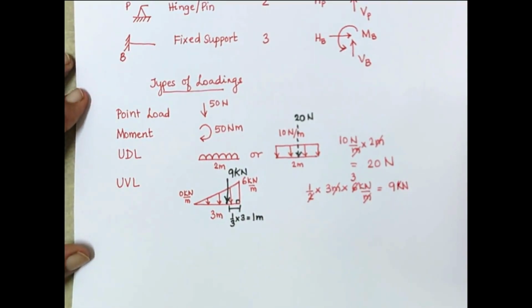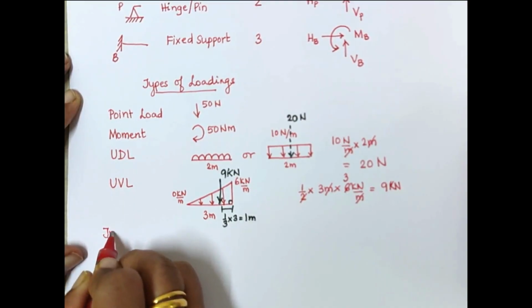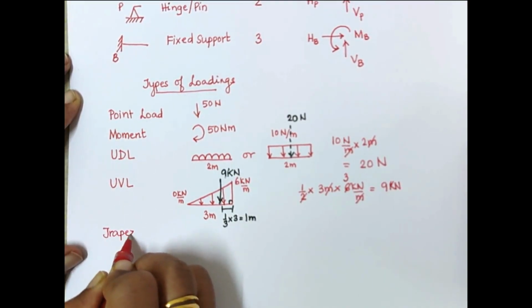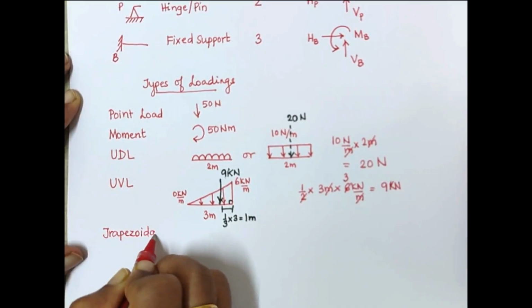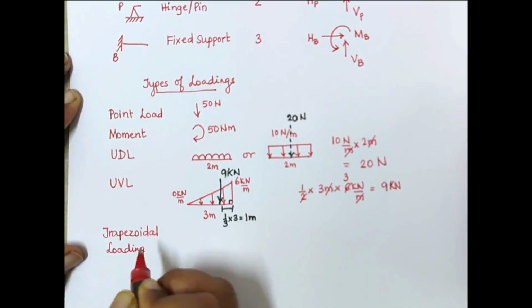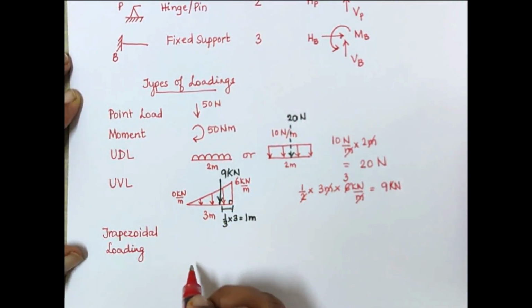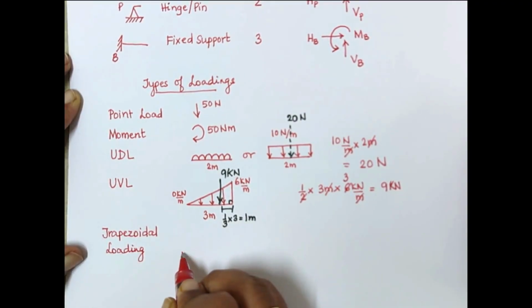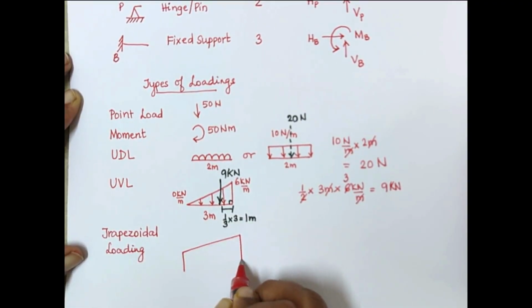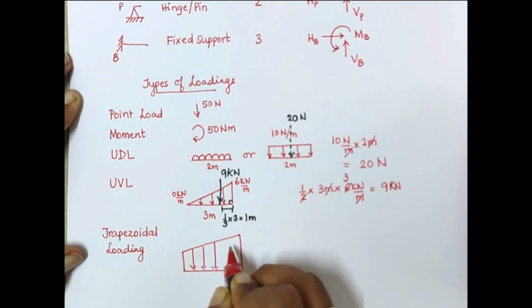Now what we have next is a trapezoidal loading. Now this trapezoidal loading is nothing but a combination of a UDL and a UVL together. So you have it something like this. So you have a triangle plus a rectangle.